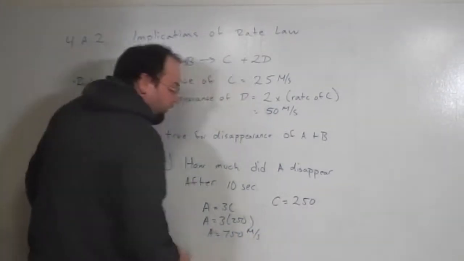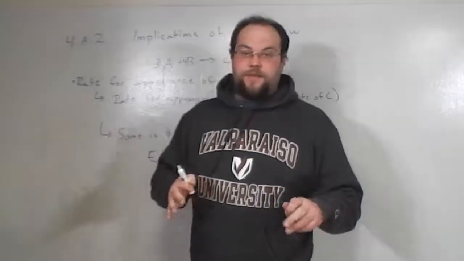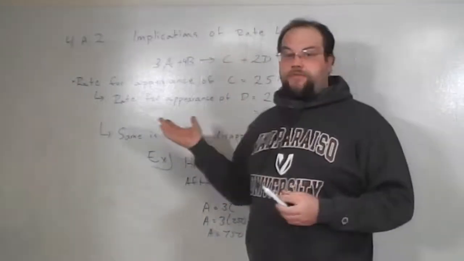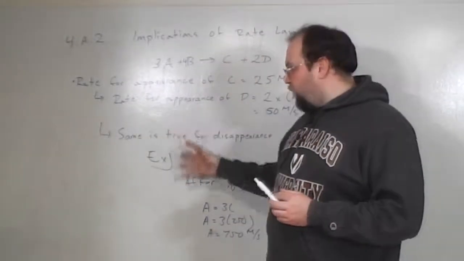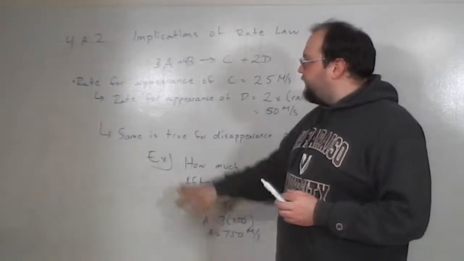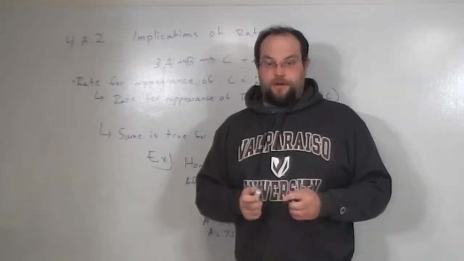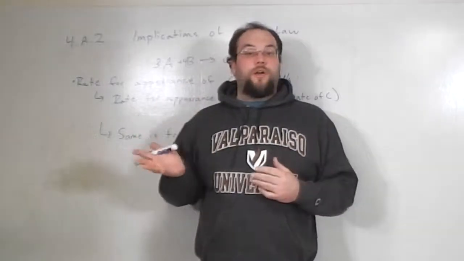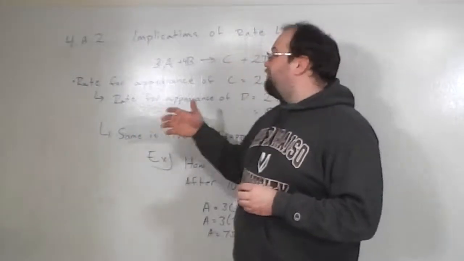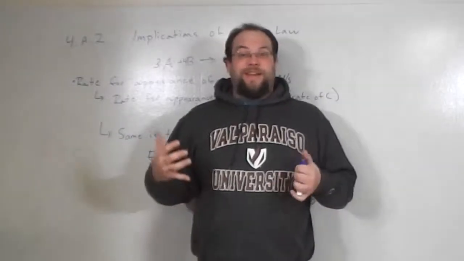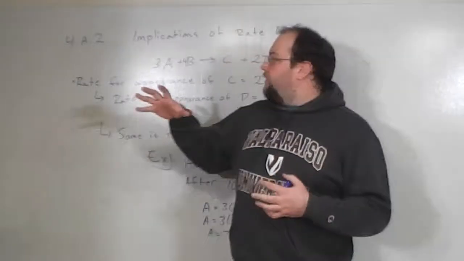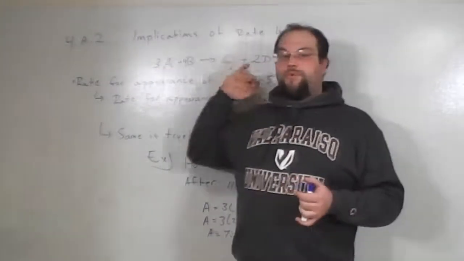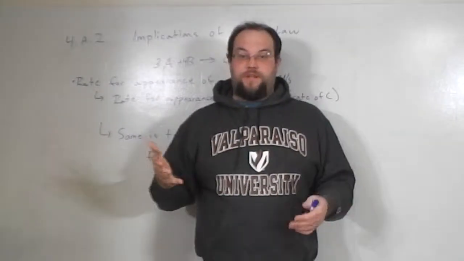molarity. So, knowing nothing else than just the rate of C and having a balanced equation, I'm able to calculate quite a bit of information and even figure out how much my reactants are disappearing. Okay, so that's the video, nice and quick, not a very hard concept, but one that is pretty applicable and important. If we know the rate of one, using our balanced equation, we can figure out the rate of the others.